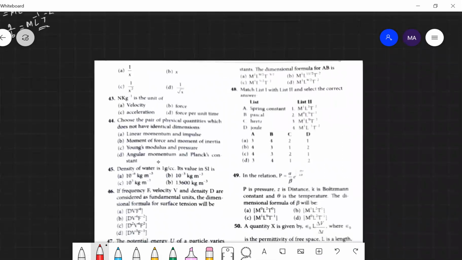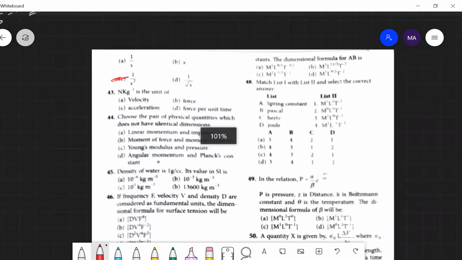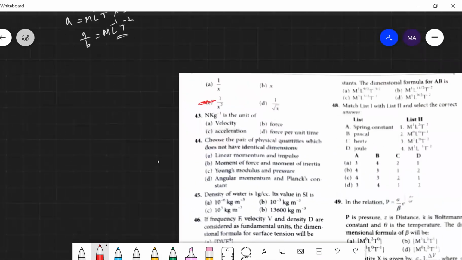So 1 by x square, C, will be the answer for this one. Next one. Newton kg inverse is the unit of what? Can anyone tell me? Newton is the unit for force, kg inverse is the unit of mass. So this is force divided by mass. Force by mass is equal to acceleration. So obviously acceleration will be the answer.